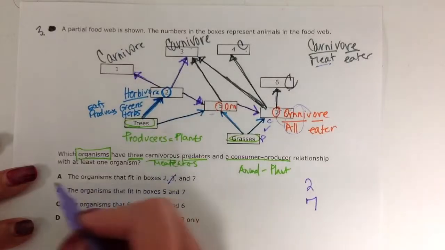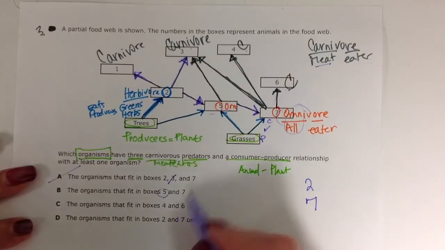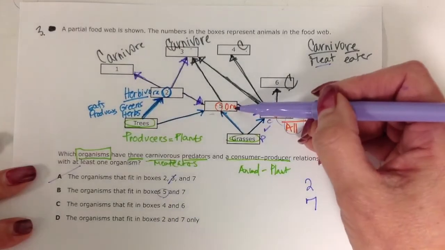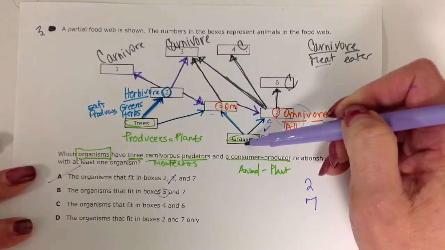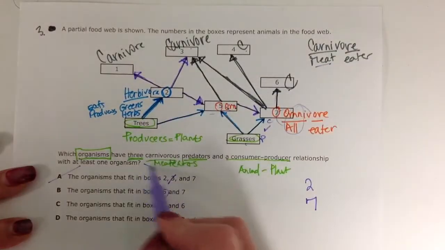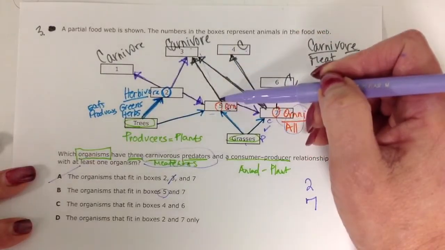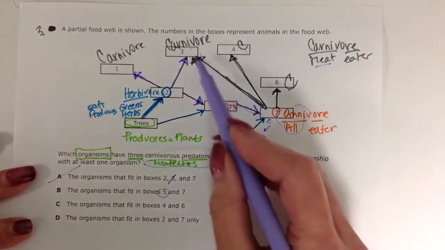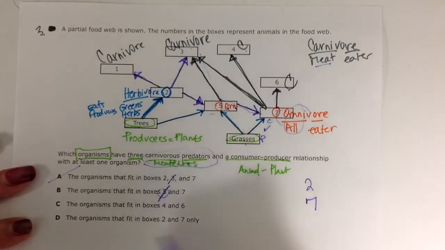Okay, so let's look at the second answer. It says that maybe possibly number 5. We already know 7 is a good choice. Let's look at 5. So for number 5, it's an omnivore. We have that producer-consumer relationship. And we're looking for 3 predators that feed off of it, or 3 carnivores, so meat-eating predators. So it's got 1, 2. So it doesn't have the 3 arrows that feed off of it. So it's out. So let's look at 4 and 6.